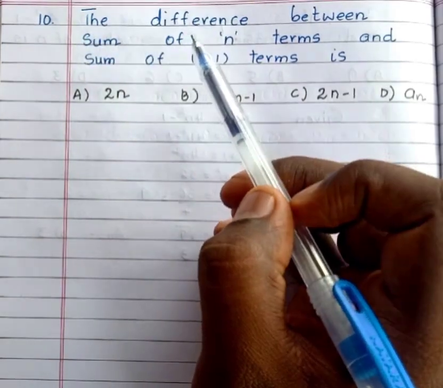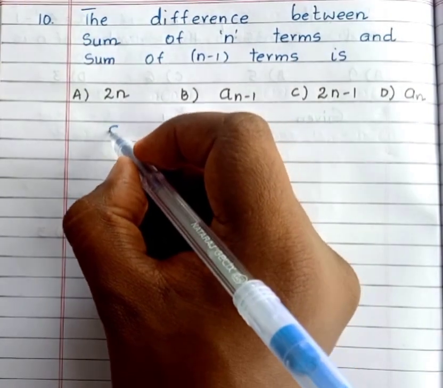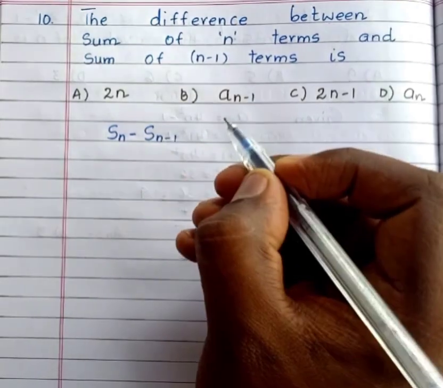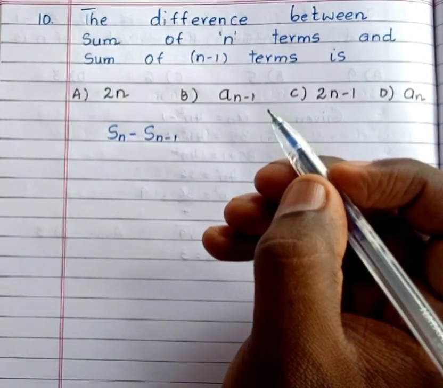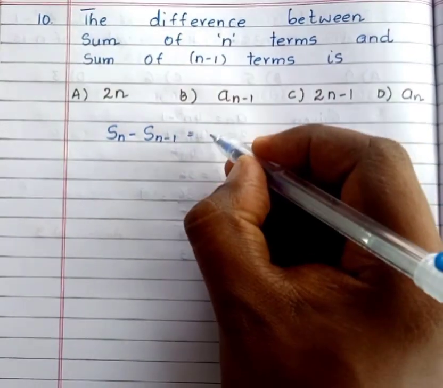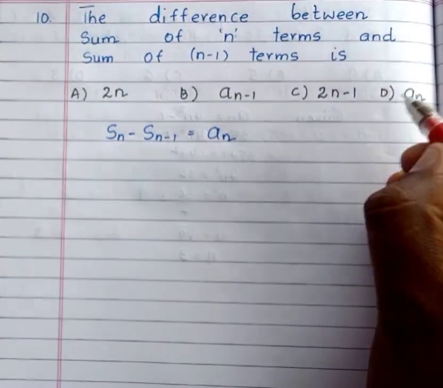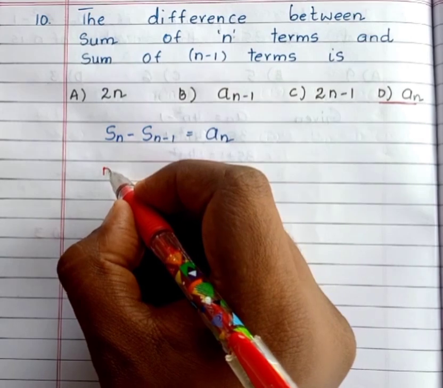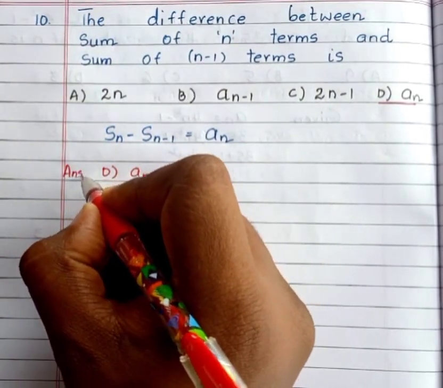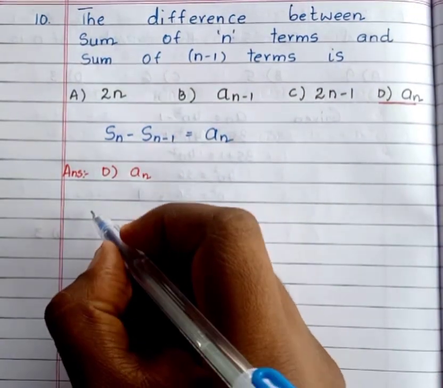Question number 10. The difference between sum of n terms and sum of n minus 1 terms is. Sum of n terms, that is Sn, and sum of n minus 1 terms is S of n minus 1. Therefore, the difference of sum of n terms and sum of n minus 1 terms is nth term, that is an. Therefore, the correct answer is option D. The difference of sum of nth term and n minus 1 terms is nth term an.